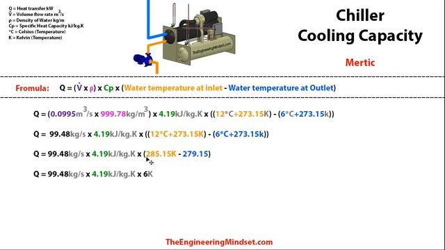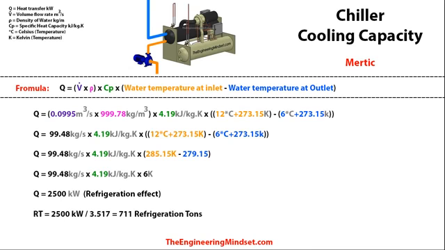So in the next section, all we do is subtract these two together to give us a difference of 6 Kelvin. And then finally, we just multiply all three figures together to give us 2,500 kilowatts. So this chiller, given these figures and how it's running at that point in time, is producing 2,500 kilowatts of refrigeration. Now, if you want to convert that to refrigeration tons, then you just divide your kilowatts by 3.517 to give you 711 refrigeration tons.